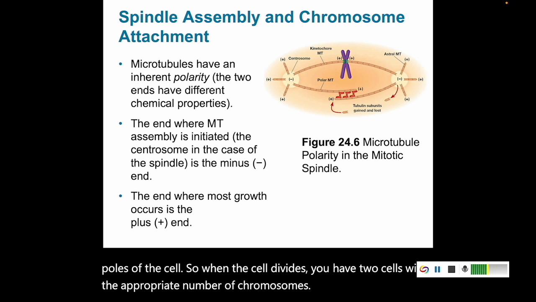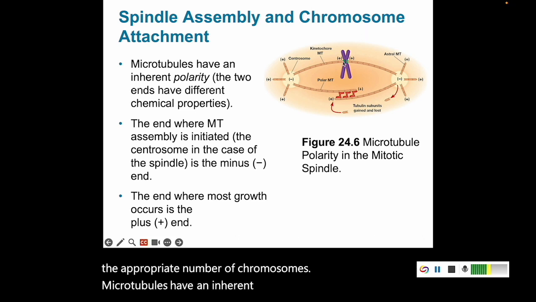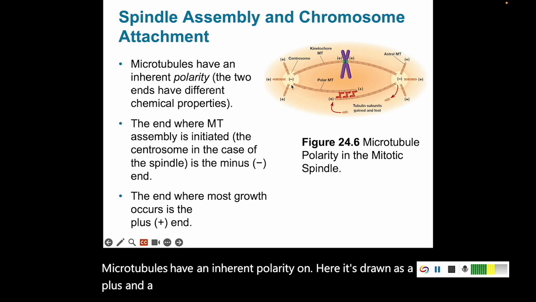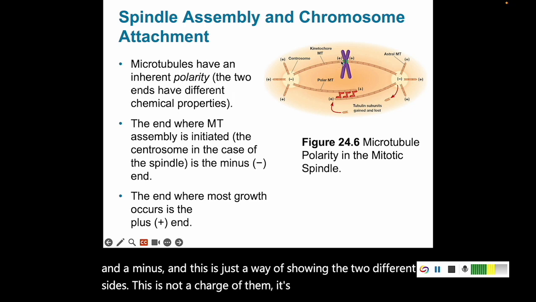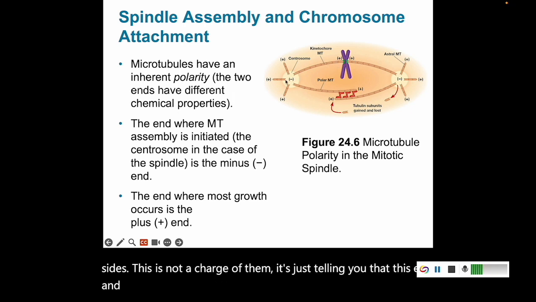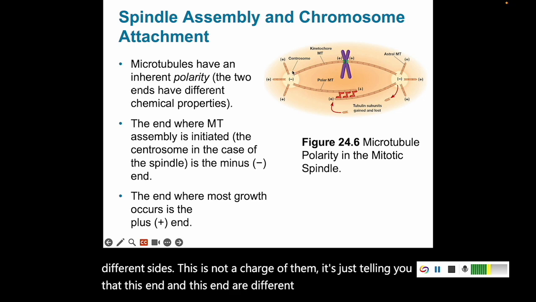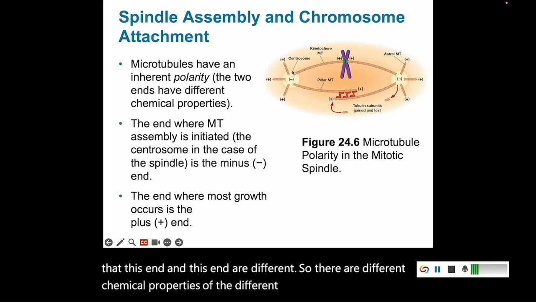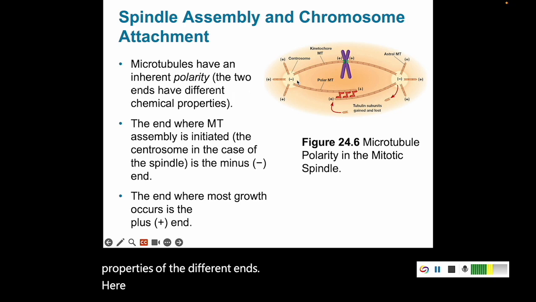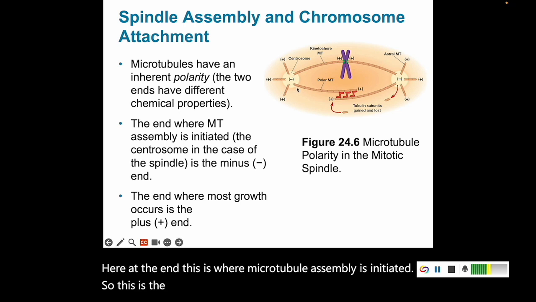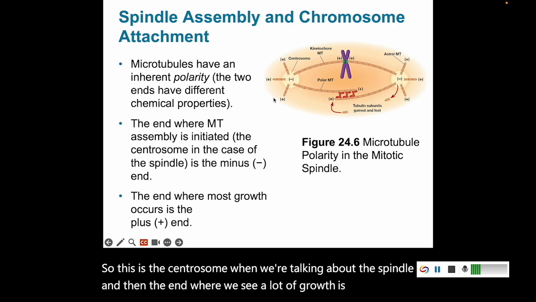Microtubules have an inherent polarity. On here, it's drawn as a plus and a minus. This is just a way of showing the two different sides. This is not a charge. It's just telling you that this end and this end are different. So there are different chemical properties of the different ends. Here at the minus end, this is where microtubule assembly is initiated. So this is the centrosome when we're talking about the spindle. And then the end where we see a lot of growth is at the plus end.